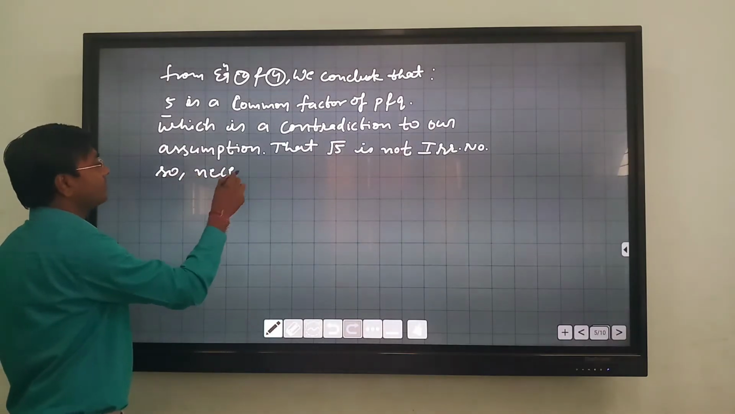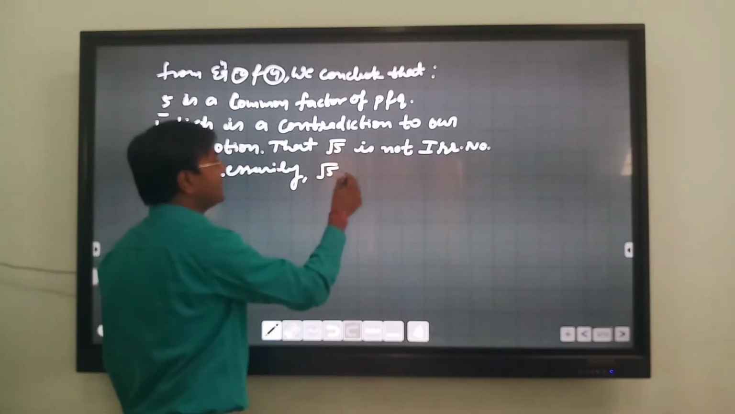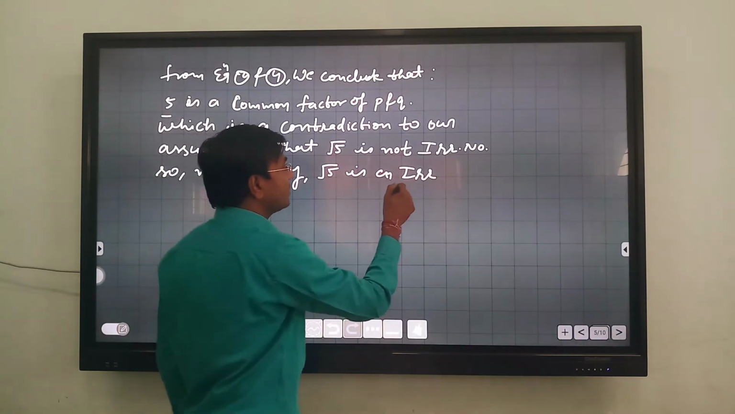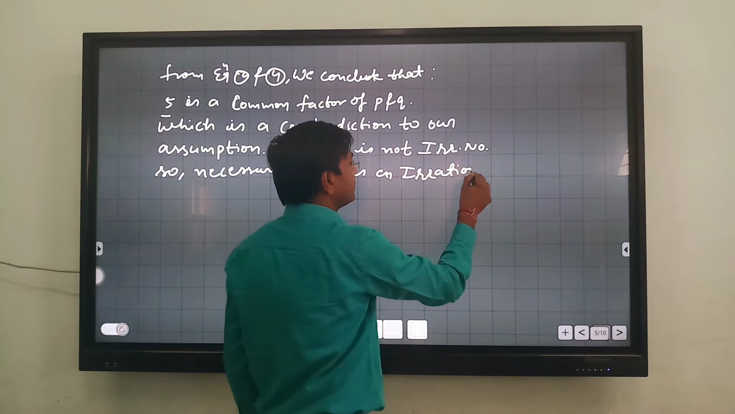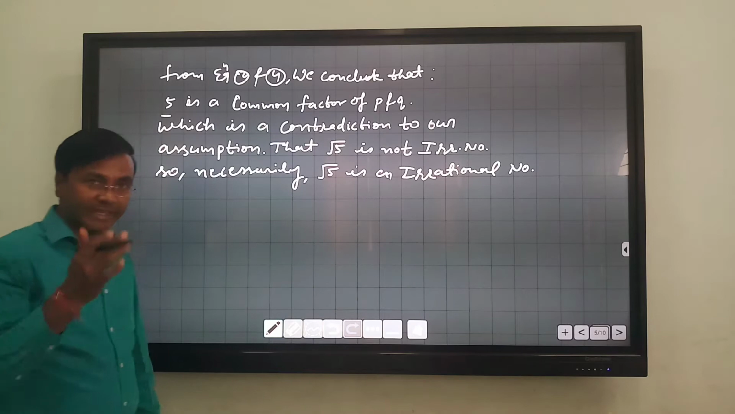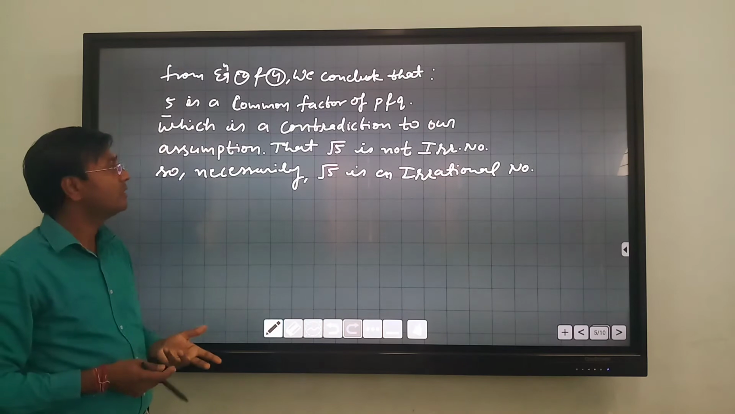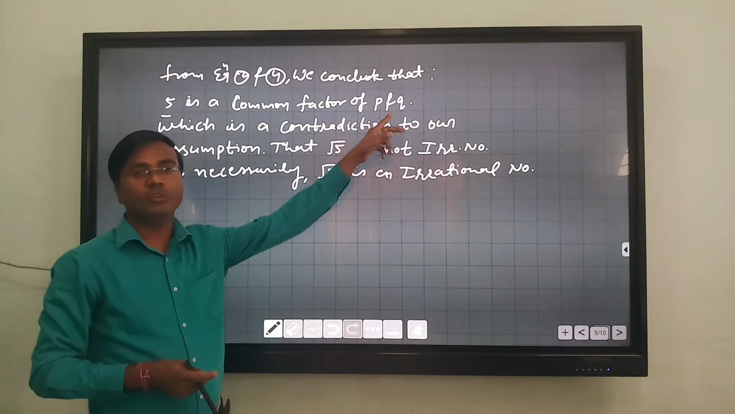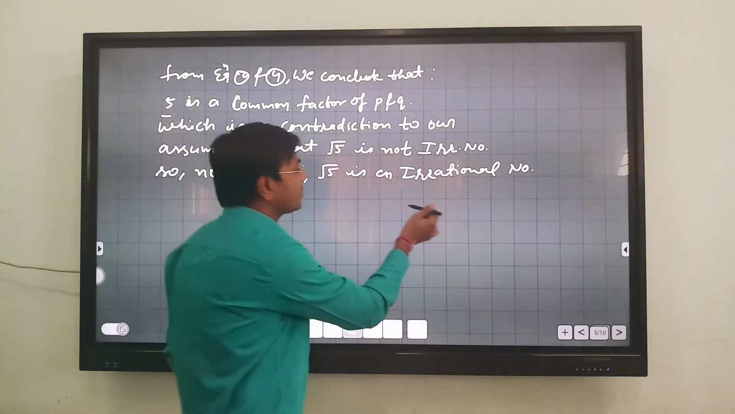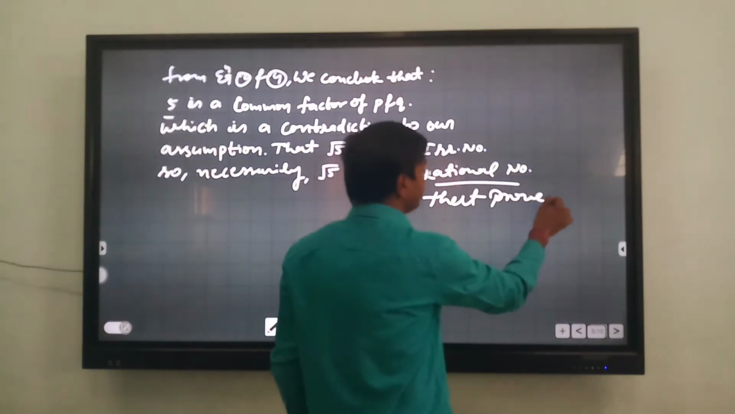So necessarily root 5 is an irrational number, and we had assumed it is a rational number. By taking it as rational, we had concluded 5 is a common factor, which is wrong, because if 5 is a common factor, then p and q will not be co-prime numbers, right? So necessarily root 5 is an irrational number. This is the proof result.